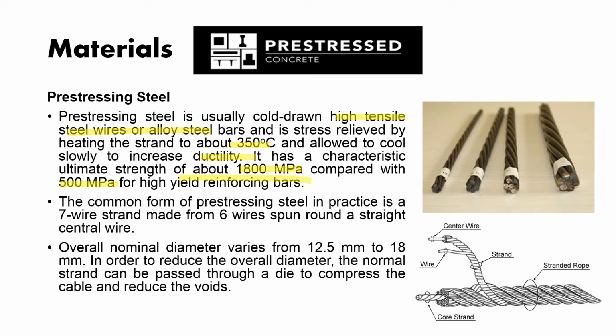The common form of pre-stressing steel in practice is a 7-wire strand made of 6 wires spun around a straight center wire. You can see this is the center wire. Overall nominal diameter varies from 12.5 millimeters to 18 millimeters. In order to reduce the overall diameter, the strand can be passed through a die to compress the cable and reduce the voids.